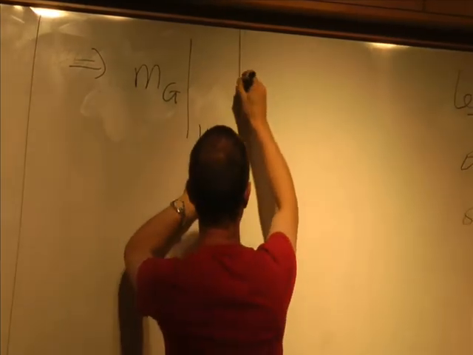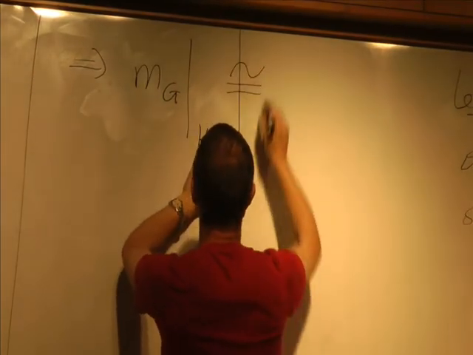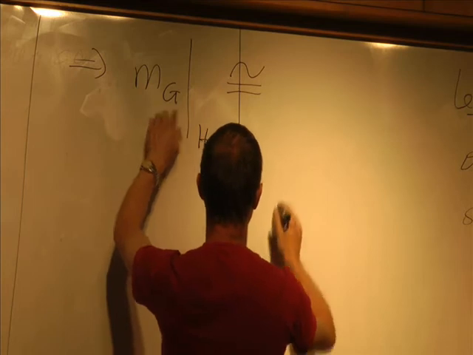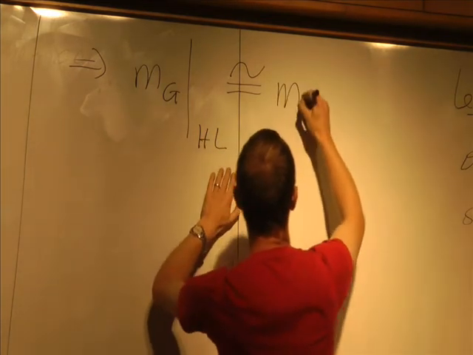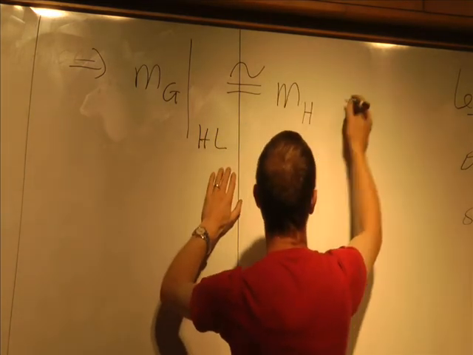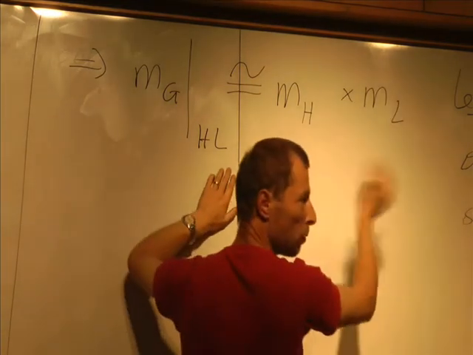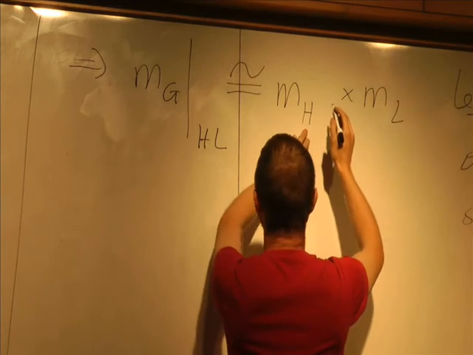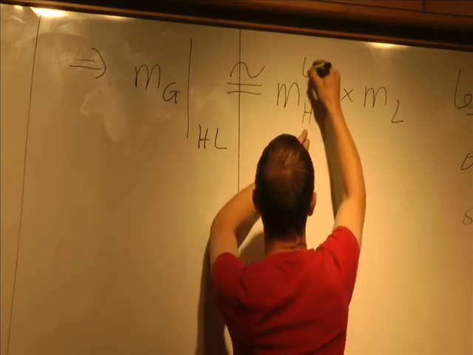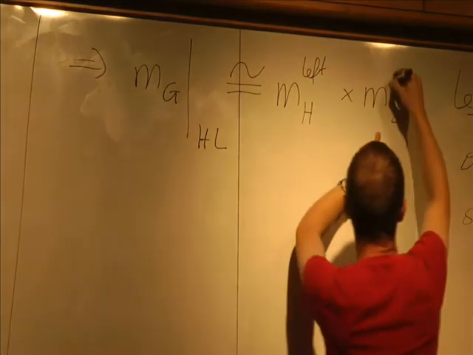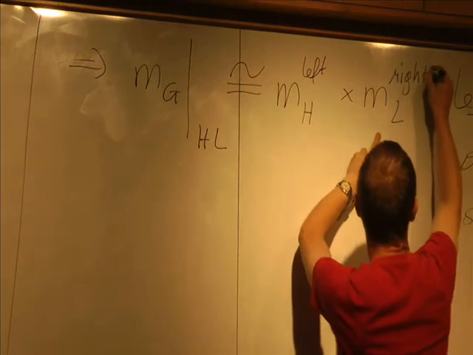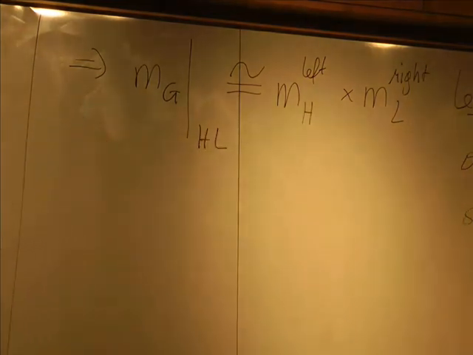And using this coordinate system, the Haar measure on G is equal to the product of the Haar measure on H and the Haar measure on L, but I need to tell you which ones. For the left group, it's the left Haar measure, and for the right group, it's the right Haar measure. And that's a completely trivial lemma.